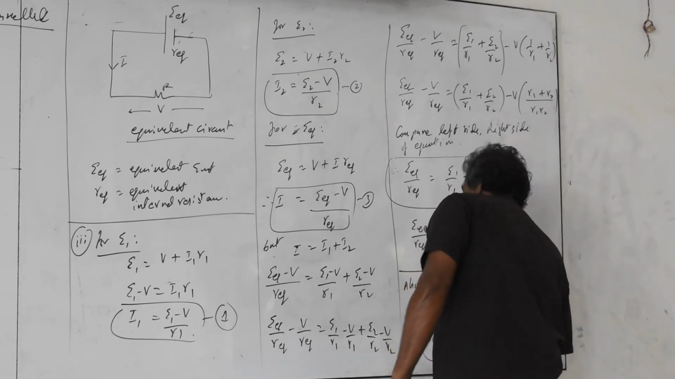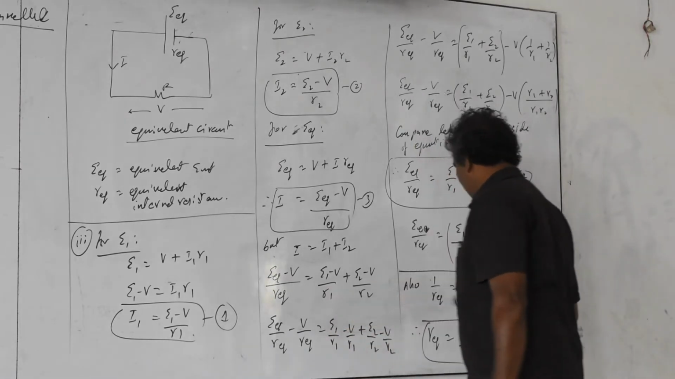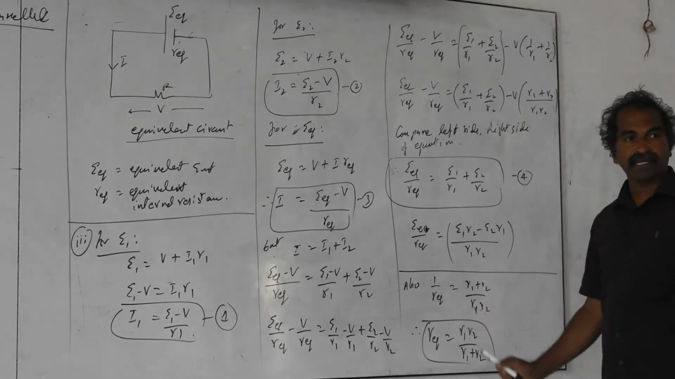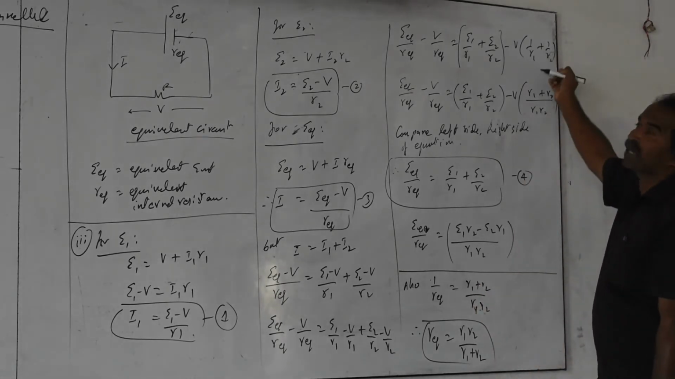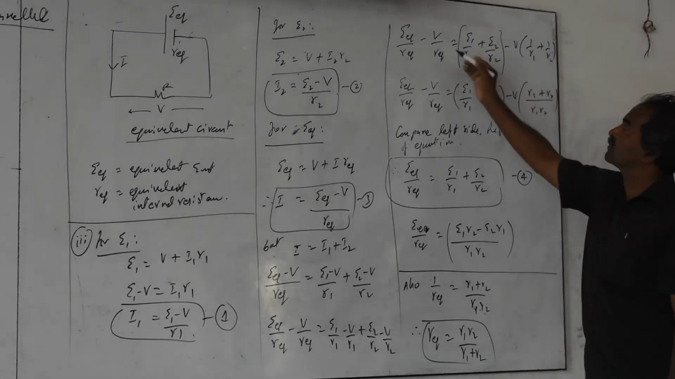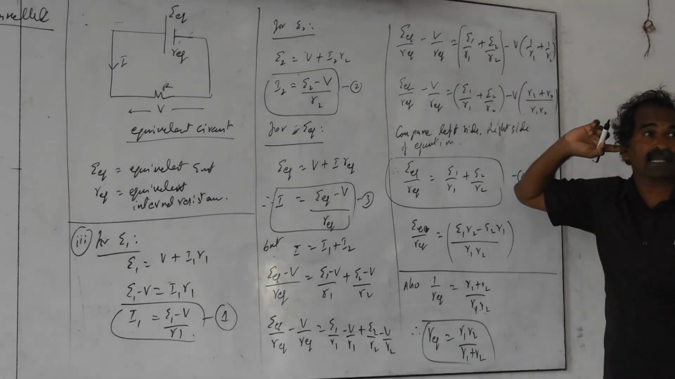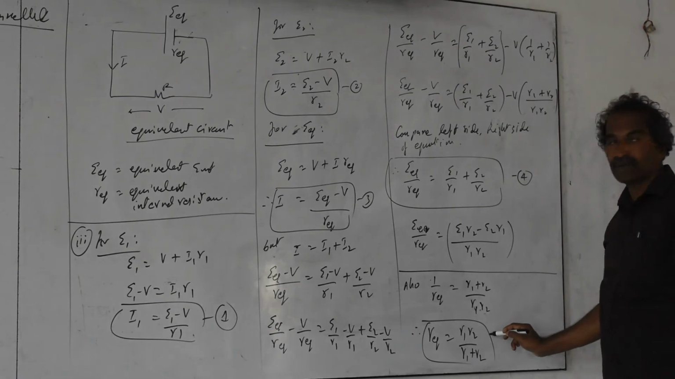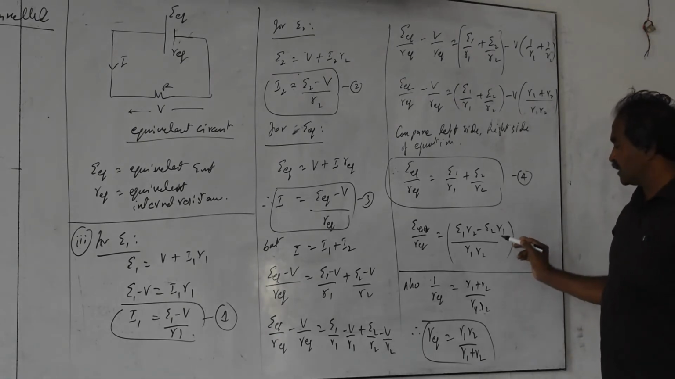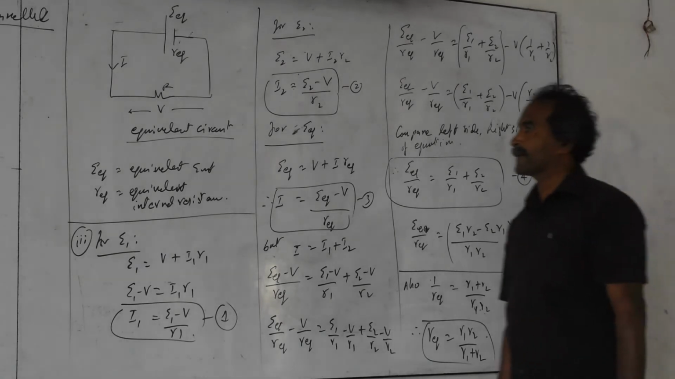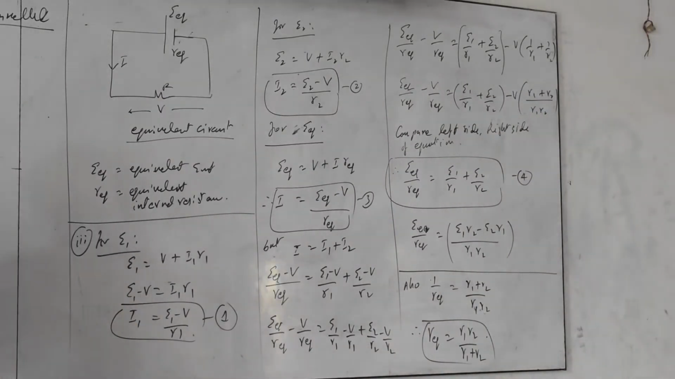That means the internal resistances of the cells are coming in parallel. When cells are in parallel, internal resistances come in parallel. That means 1 by R equivalent is equal to 1 by R1 plus 1 by R2. That's nothing but resistances connected in parallel. So this is the R equivalent for the two cells. And this one you substitute for this case. Then you get the E equivalent terms. One more step is there. One or two steps are not completed.